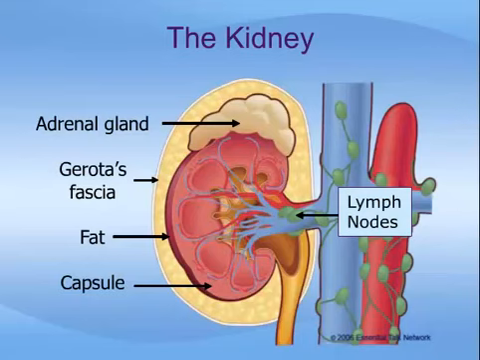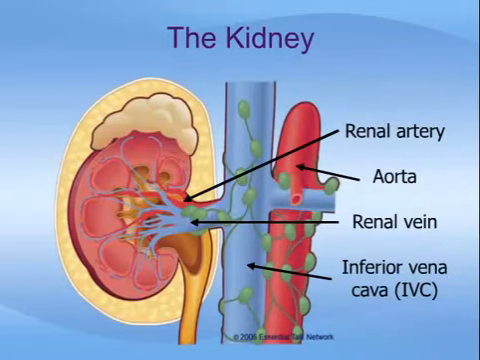Like all major organs, the kidneys are also surrounded by lymph nodes, small glands that play a central role in fighting infection and disease. The kidneys receive blood supply from usually one, but often two or more renal arteries, which arise from the aorta, the largest artery in the body.